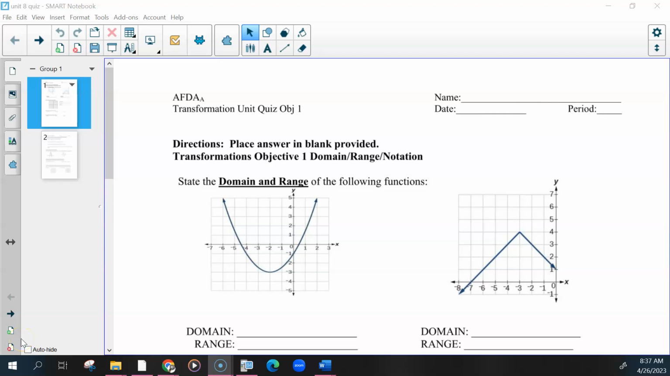All right, we're going to go through each problem. Let me know if you have any questions. If you got something wrong, make sure you fix it so you don't make those same mistakes on the test.